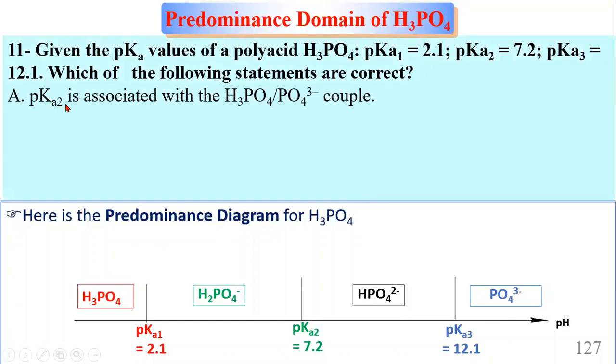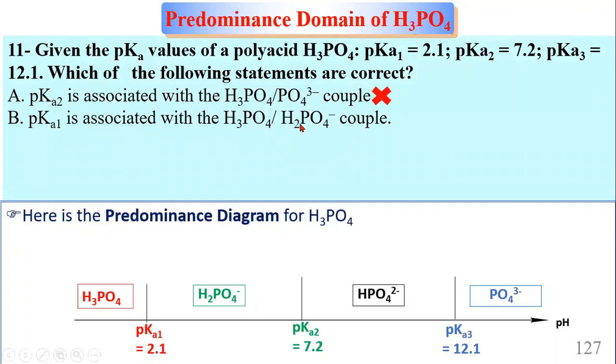The pKa2 is associated with the H3PO4, PO4 3- couple. Well, to begin with, H3PO4 and PO4 3- are not a couple. Remember, a couple is the acid and its conjugate base. That's automatically wrong. I don't have to think further. pKa1 is associated with the H3PO4, H2PO4- couple. Yes, this is the acid, that's its conjugate base. And indeed, that's the first dissociation of the H3A species, and it's governed by pKa1. That's correct.